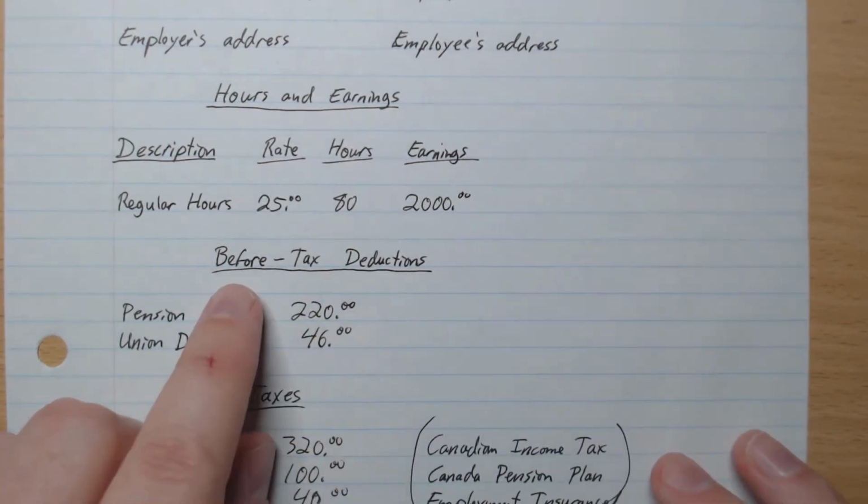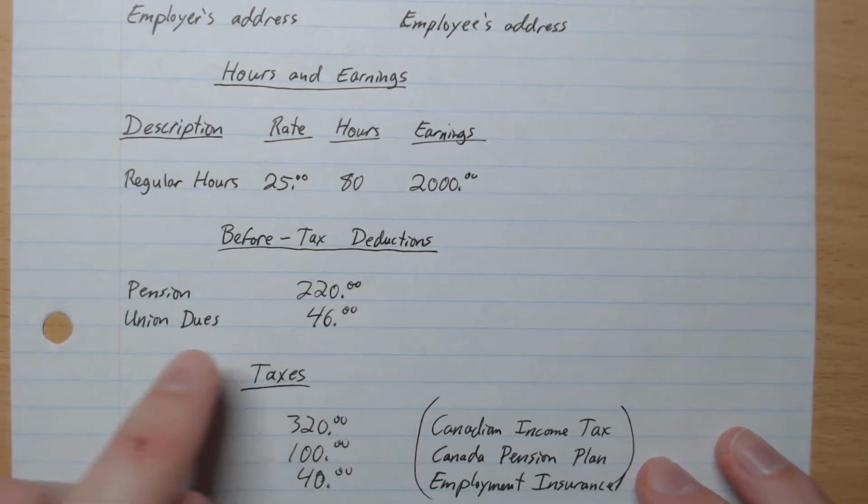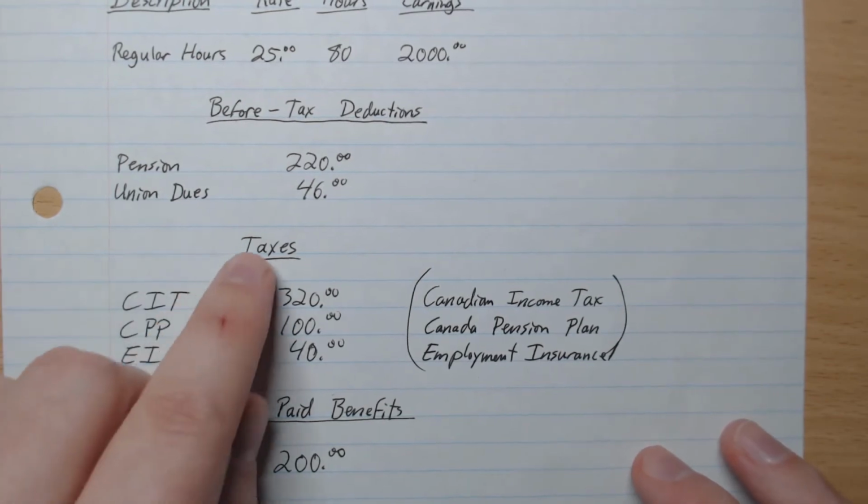And then the next section is before tax deductions. In this case, this could be money being put towards a pension and fees for your union dues. The next section here is the taxes section.